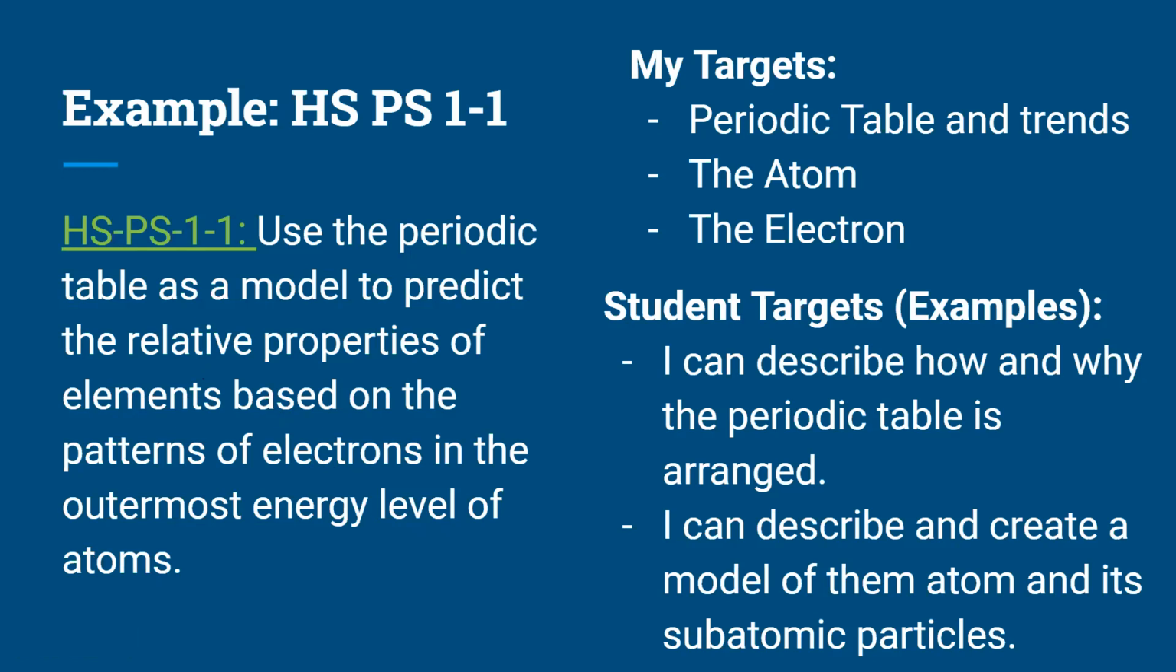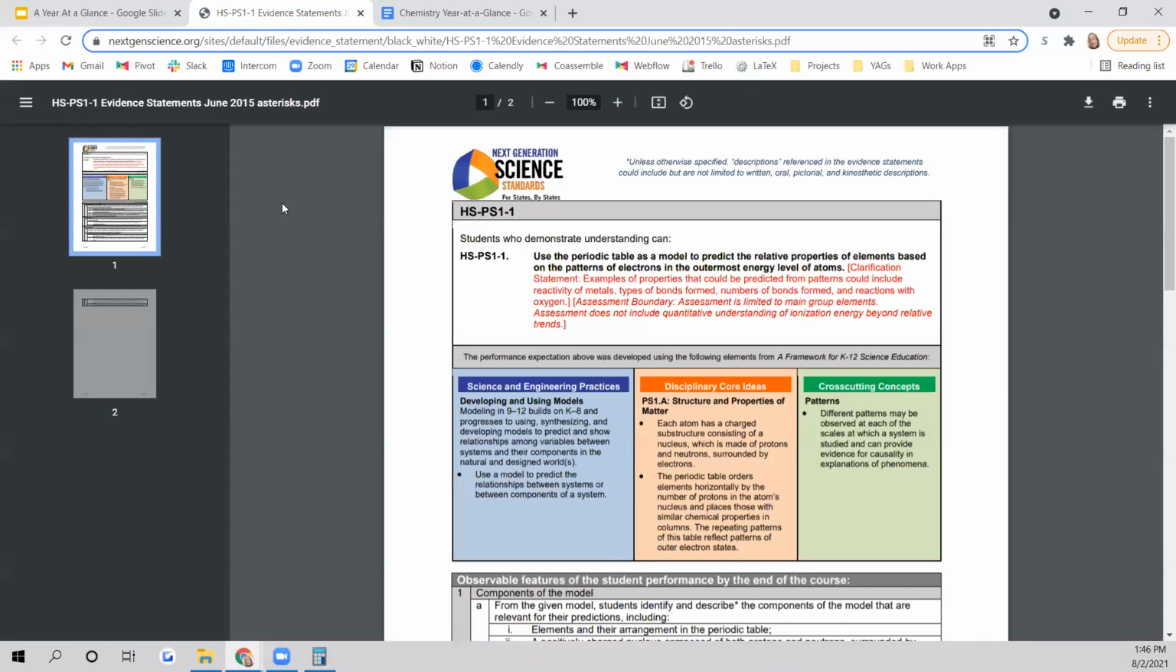This is a performance expectation. From the NGSS, a performance expectation is the task that a student should be able to do at the end of a unit. So when the student has successfully learned chemistry, they should be able to use the periodic table as a model to predict the relative properties of elements based on the patterns of electrons. There are a lot of key pieces of information that students should be able to do in order to get to this point. But this standard by itself isn't the end-all be-all standard. This is a task that the student should be able to accomplish. To go with these performance expectations, there are these.